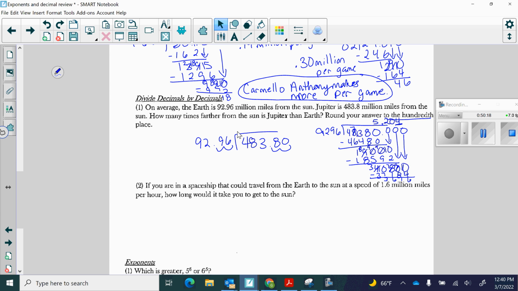So the Earth, or sorry, Jupiter, is 5 and 20 hundredths, or 2/10 times farther from the sun than Earth.